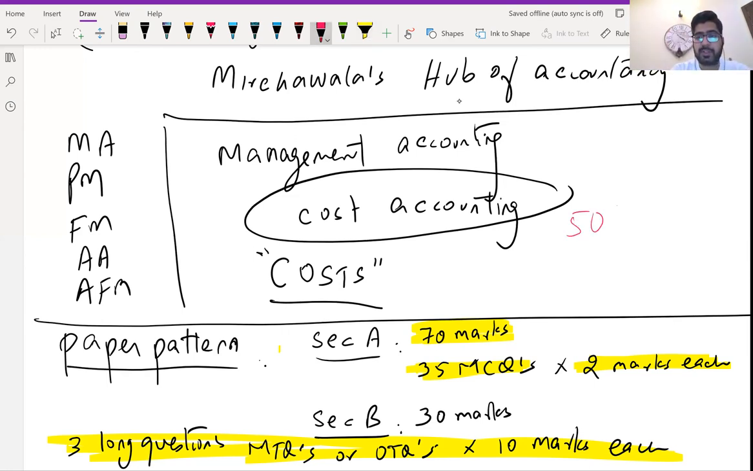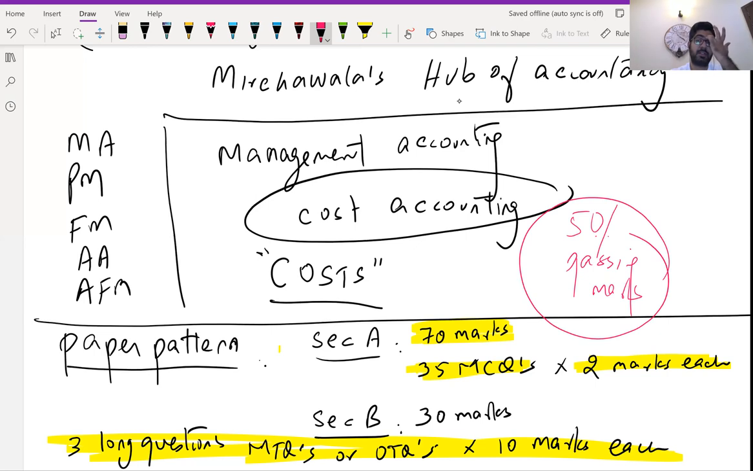And 50% is the passing marks. To pass the exam, you must score 50. However, taking our course, and if you follow our guidelines, 50 is not a good score. You must score above 70. This is the paper pattern. If you want to quickly take some notes, you can do it.